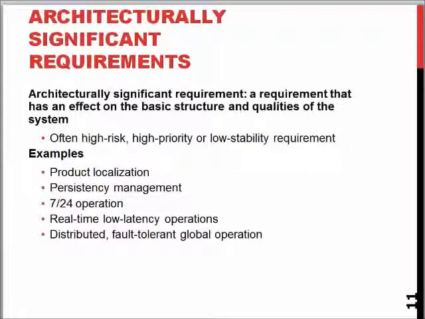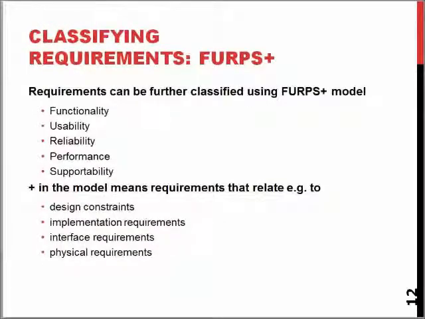Okay, so a couple of words about the requirements. Of course, if we have a list of them, then we also have to do some classification for them. Some of them are more important than the others. For example, architecturally significant requirements are the ones that are affecting the basic structure of the system. They are the high risk, high priority requirements, meaning that these are obviously important things to identify and ensure that the design caters to these requirements.